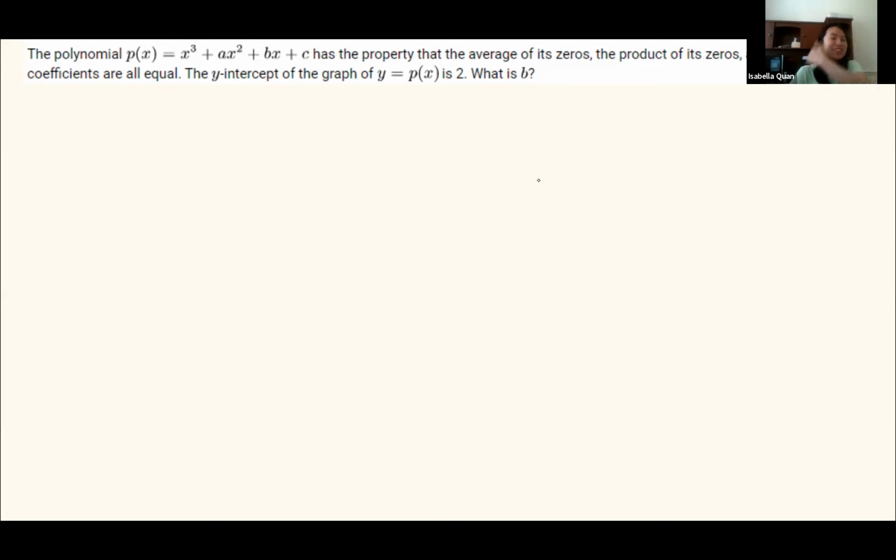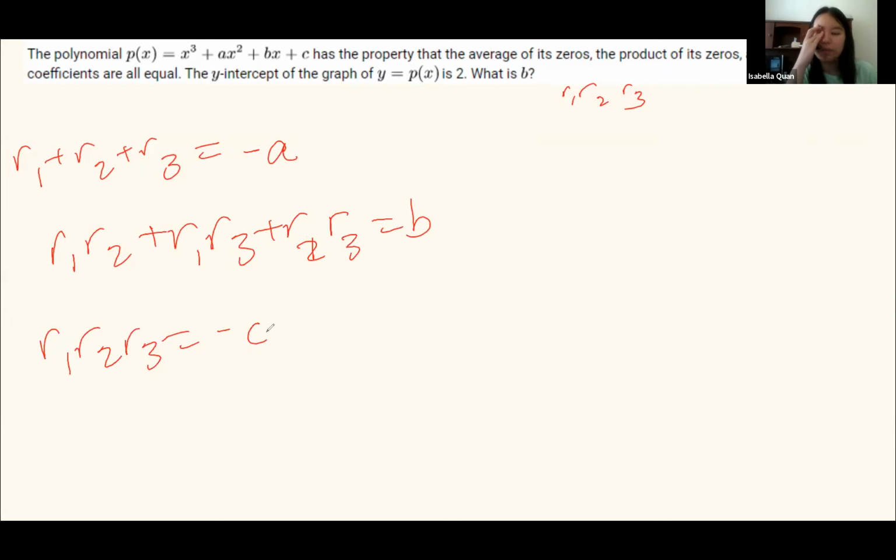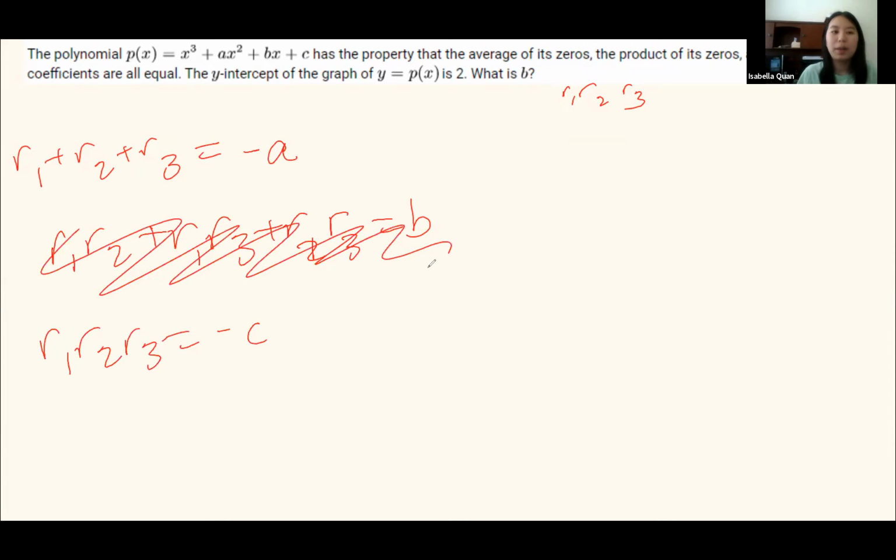Okay. Let's give this one a try. First of all, let's just write out all our Vieta equations. So let's say that the zeros are going to be R1, R2, R3. R1 plus R2 plus R3 is going to be negative A. Remember your signs, by the way. R1 R2, R1 R3, R2 R3, my bad, it's going to be B. And R1 R2 R3 is negative C. So all good there. Fortunately, we don't need too many of those. We don't need this one. But everything else is fine.